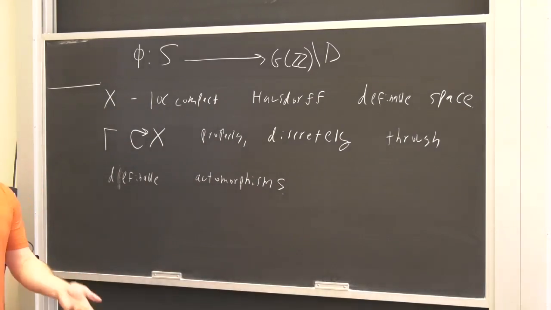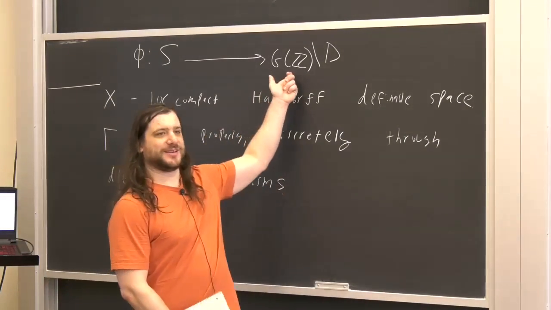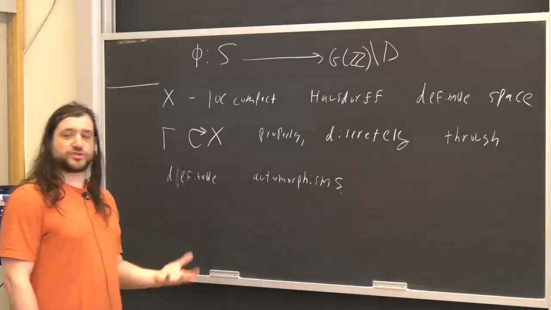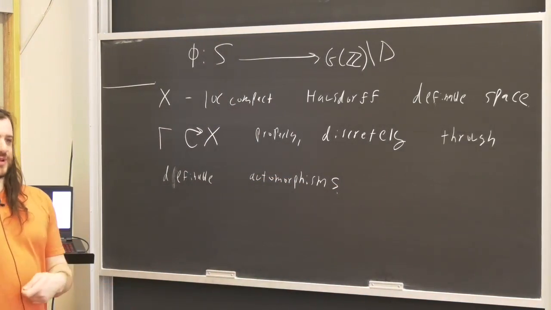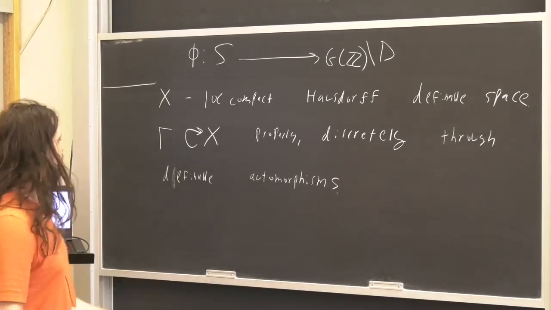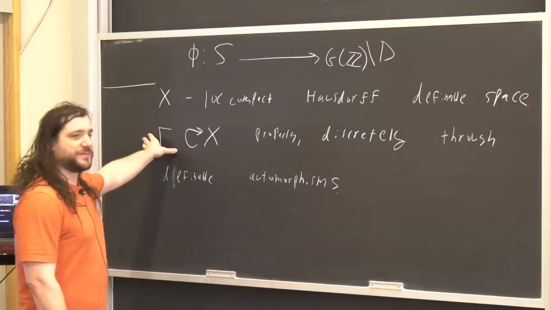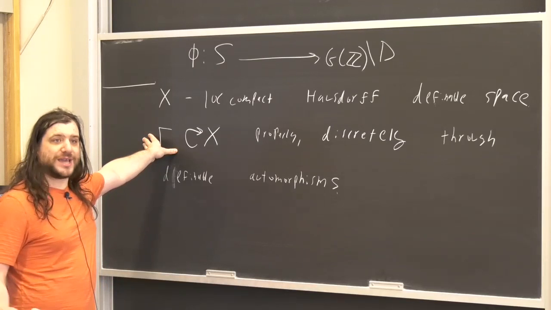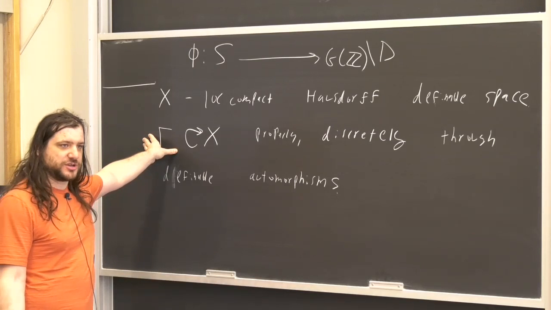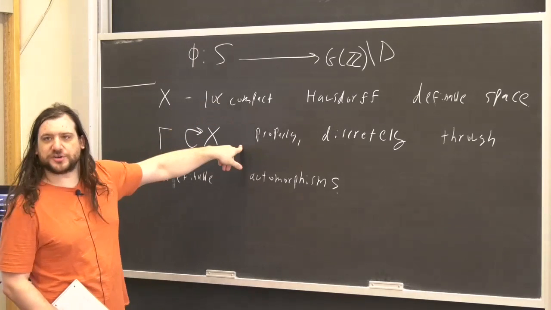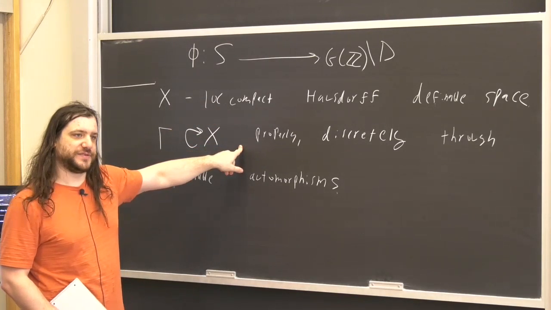As a concrete example, you can think of this gamma acting on this X, which we'll apply this to. You can think of the integers acting on the complex numbers by translation. But importantly, I want to point out that gamma is going to be a discrete group. So in no way does gamma have a definable structure. It's just some group. And for each element of gamma, the corresponding automorphism of X is definable.